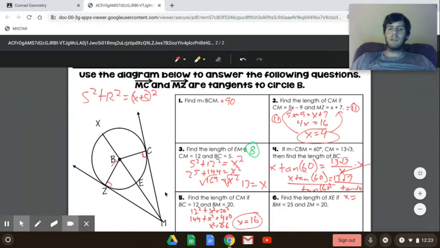Find the length of XE. Okay, if BM is 25 and ZM is 20. Okay, so basically XE is the diameter, so if we can find the radius, it's just going to be twice the radius. So if we find BZ here, which is a radius, we can just multiply it by 2 to get the diameter. So again, two sides, you want to find the third side, that's the Pythagorean theorem. So we're going to have 20 squared plus x squared equals 25 squared.